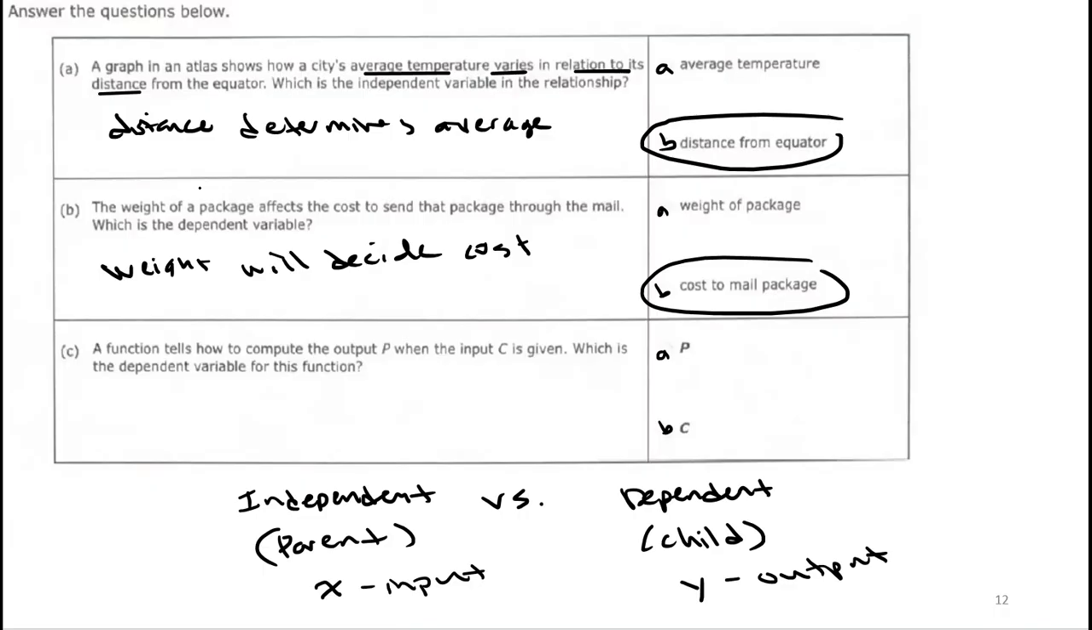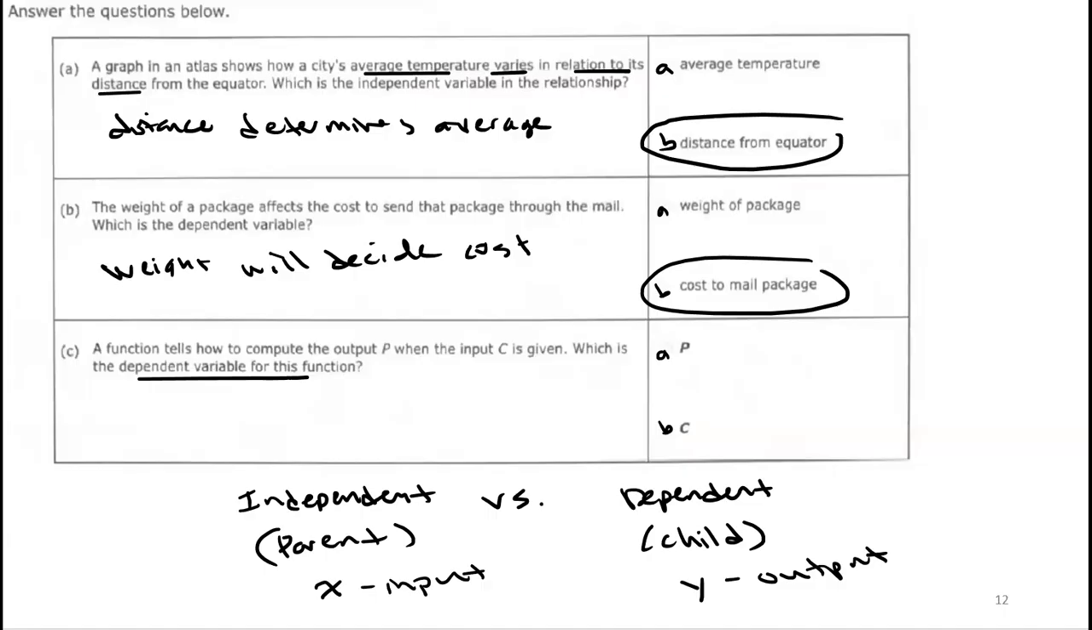Let's look at the last one here. It says a function tells us how to compute the output P when the input C is given. Which is the dependent variable for this function? The dependent variable is the output. We talked about that, right? So output P, the answer is going to be A here. That's dealing with the dependent variable. Very good.